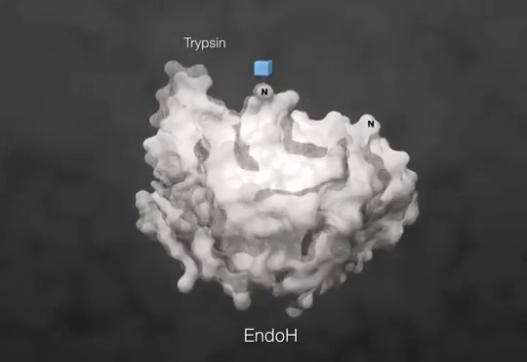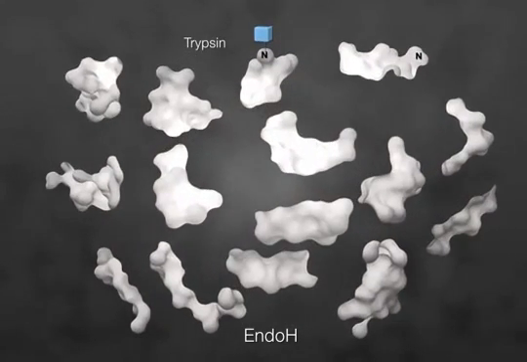Trypsin is used to digest the protein. The peptides are analyzed by mass spectrometry. It can be concluded that a glycan was present in any peptide that now carries the additional mass of a GlcNAc monosaccharide.